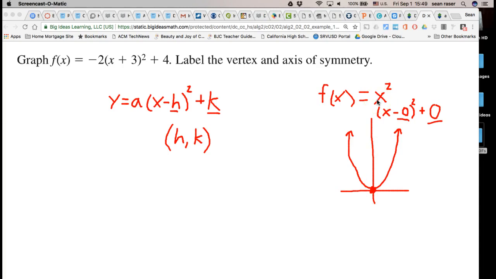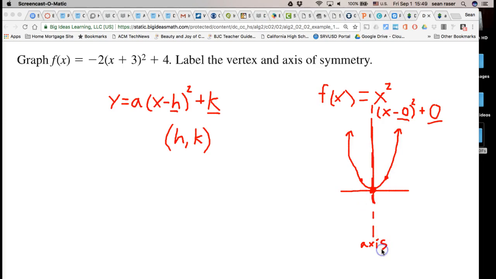Now, all parabolas are symmetrical. That's one of the properties of them. What that means is if you drew a line down the center of your parabola that crosses through the vertex, both halves of your parabola are identical, right? All of the points on one side have an equivalent point that's an equal distance from the center line on the other side. We call this the axis of symmetry.